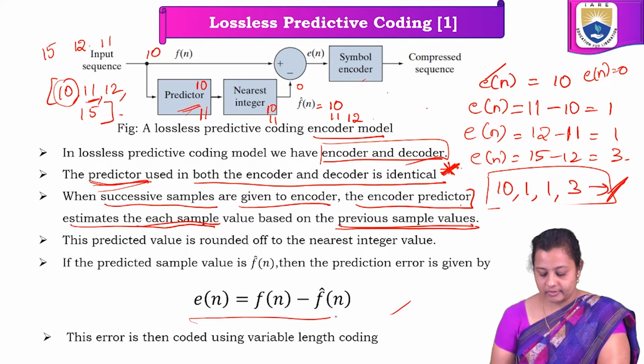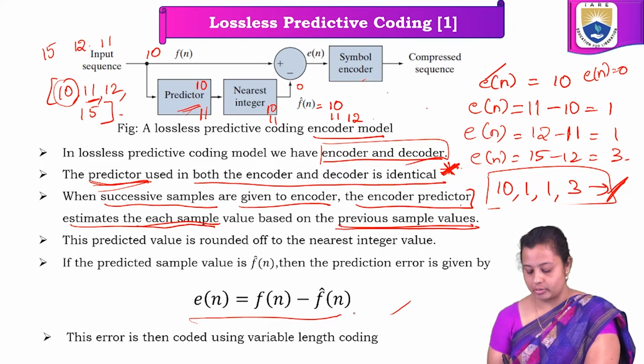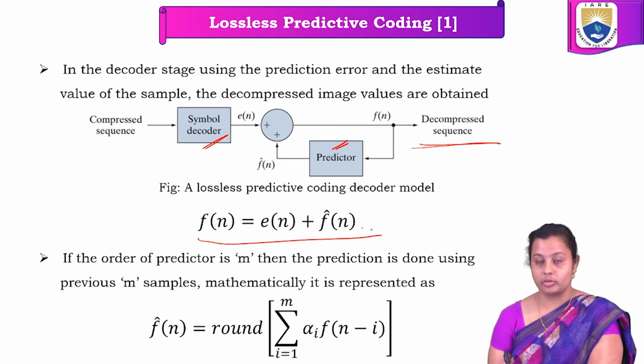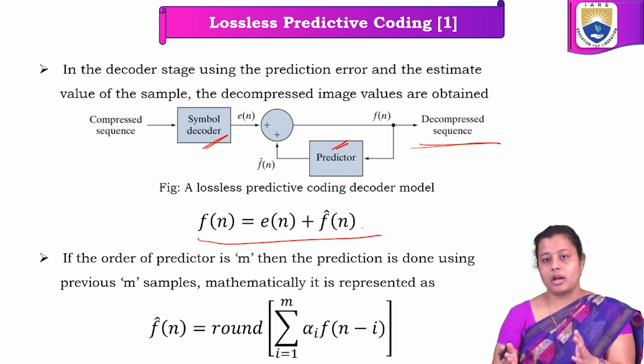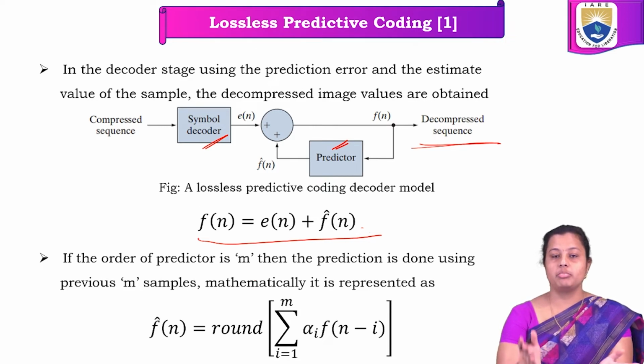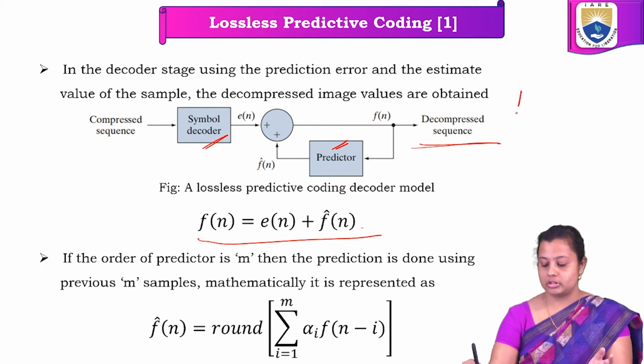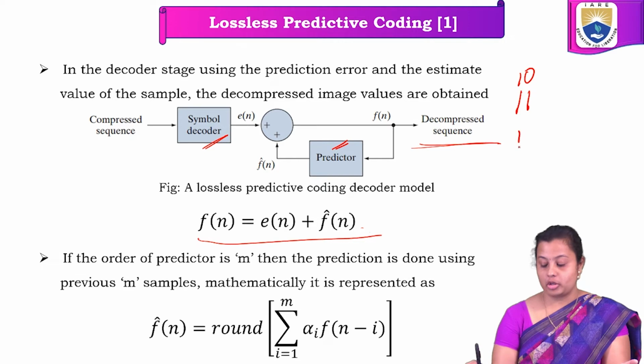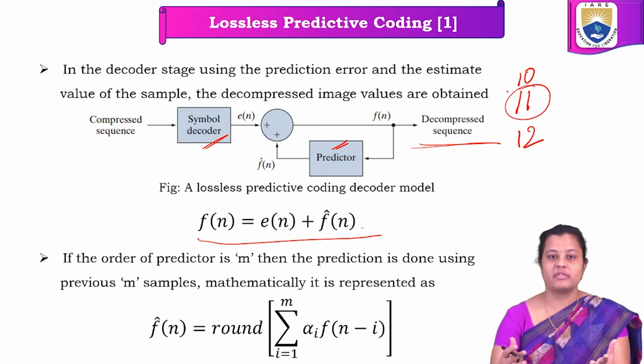It is the actual value minus the predictor value, right? So it is the same inverse operation we are doing in our decoder. In my previous example, I discussed only the previous sample, which is 10. So if I'm talking about my next pixel value, which is 12, I was considering only one previous pixel.